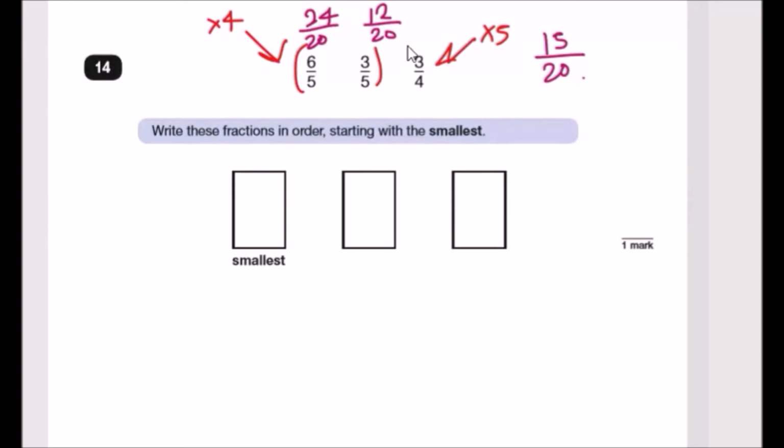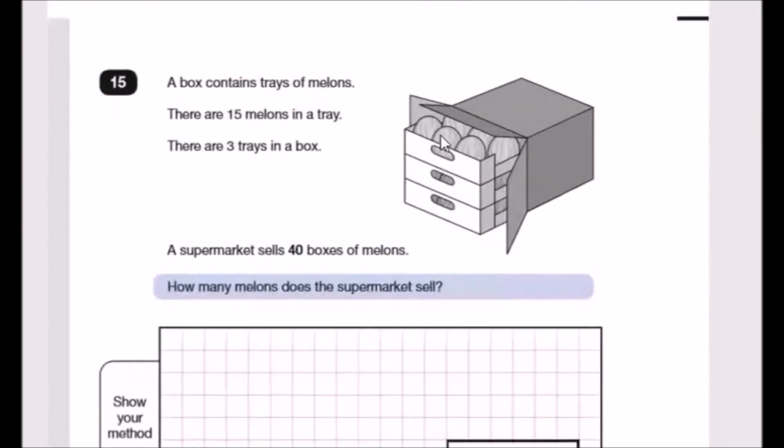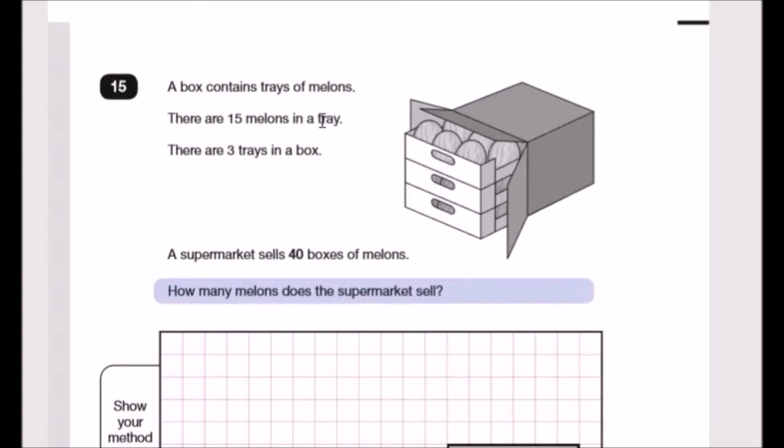That's it. Now we just look at the numbers. Since they're all over 20, it's now super easy to compare. So 12 is obviously the smallest, so this means 3/5 is the smallest. The next smallest is 15/20, which is 3/4, and then of course 6/5 must go here. Easy.